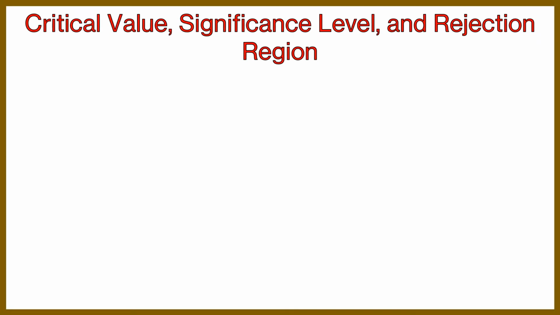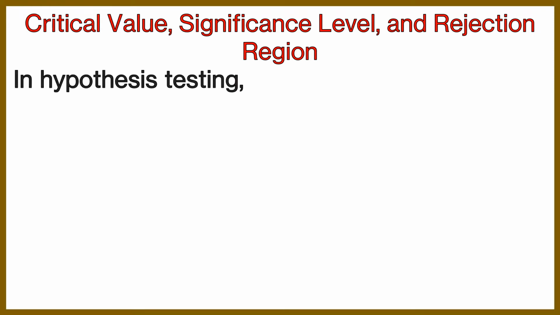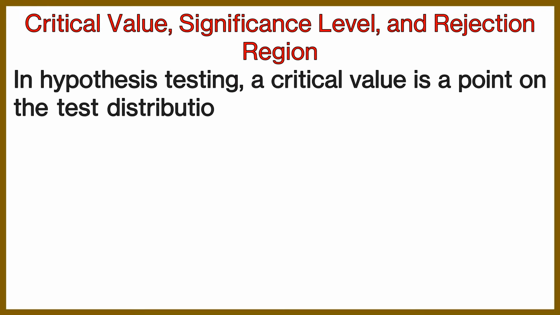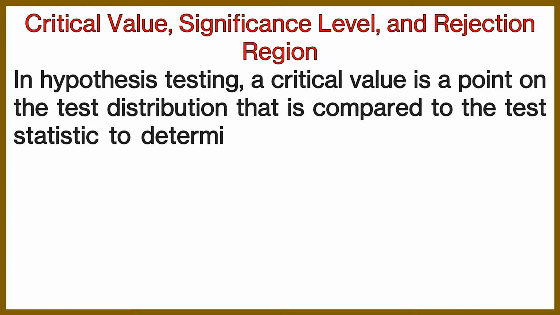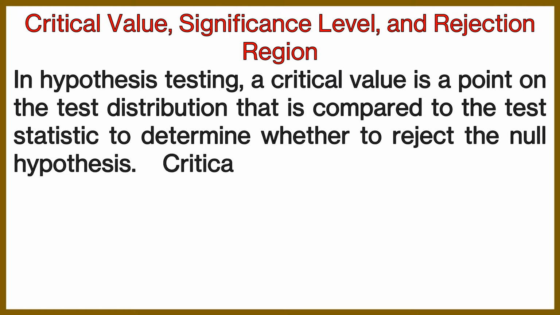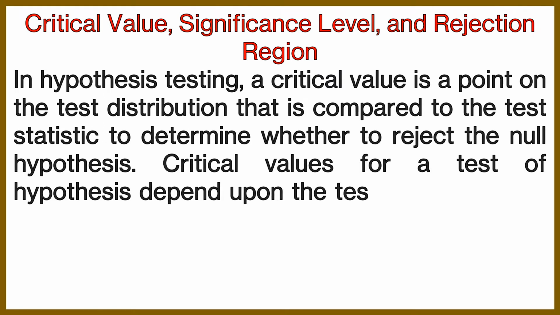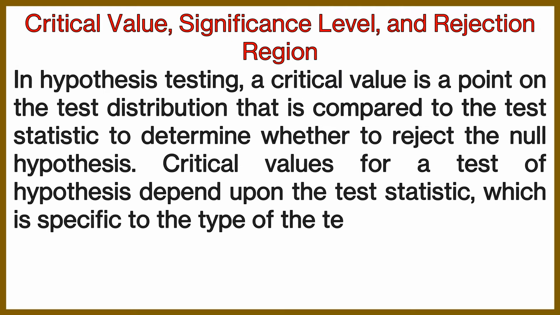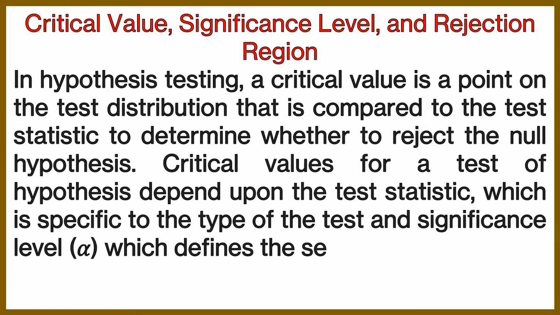Critical value, significance level, and the rejection region. In hypothesis testing, a critical value is a point on the test distribution that is compared to the test statistic to determine whether to reject the null hypothesis. The critical value for a test of hypothesis depends upon the test statistic, which is specific to the type of test, and the significance level, which defines the sensitivity of the test.